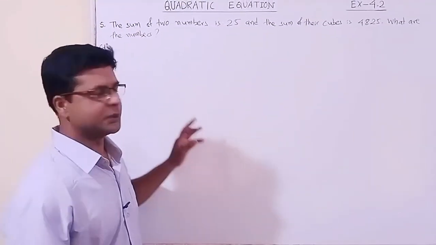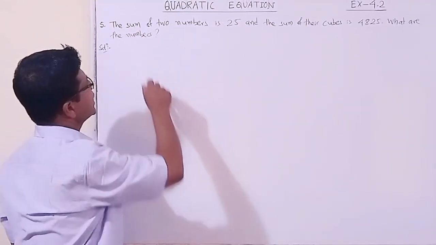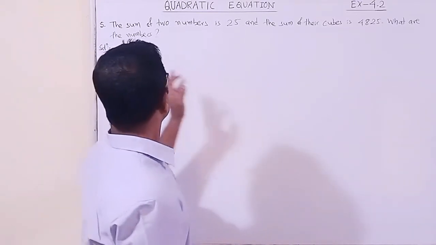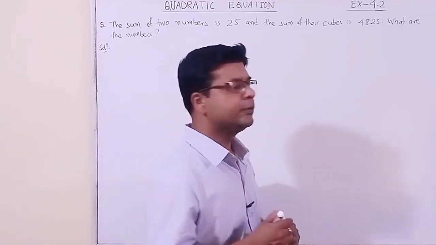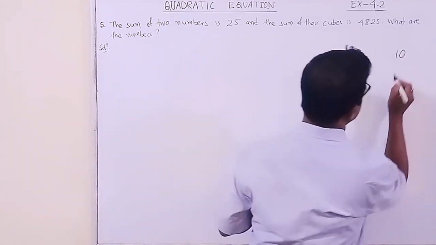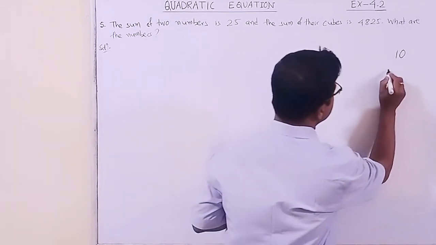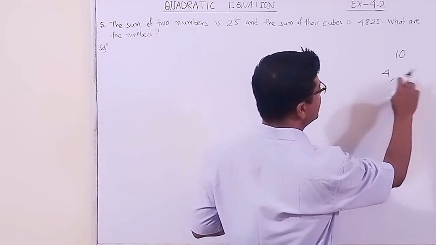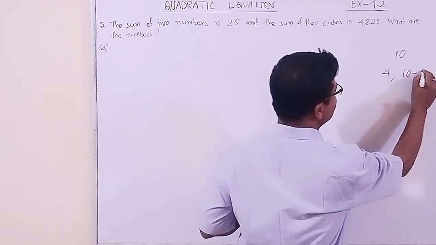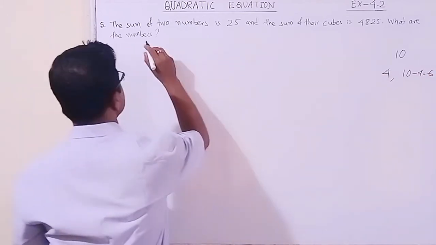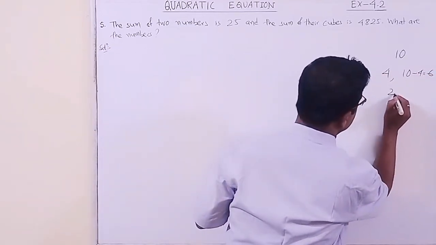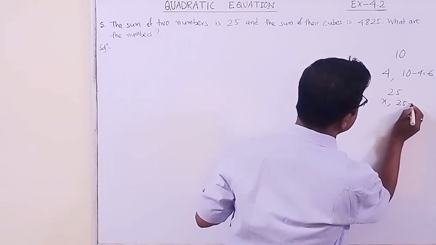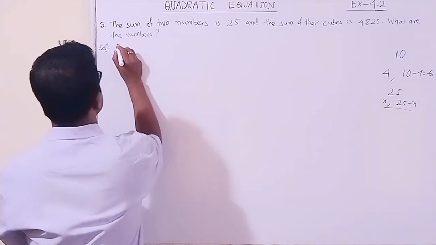Alright, then we have taken question number 5. Here the question is, the sum of two numbers is 25 and the sum of their cubes is 4825. What are the numbers? Dear students, suppose the sum of two numbers is 10. If one number is 4, what is the other number? The other number is 6. Definitely we will be able to say. How do we get that 6? Because that is 10 minus this 4, 6. So in a similar way, the sum of two numbers is 25. One is x. What is the other? 25 minus x.